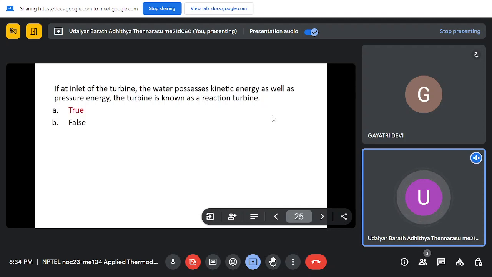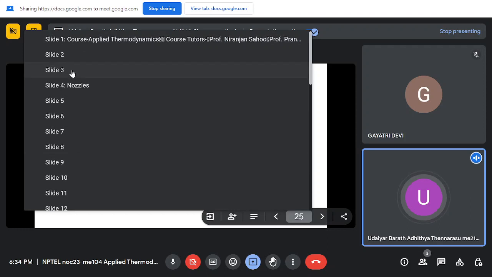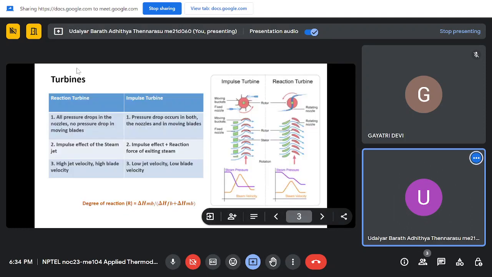The answer is true. I think we'll go back to that slide so it will be easier. See, the pressure and velocity diagrams for the impulse turbine and reaction turbine are shown at the bottom. So if you see, you have lost all pressure energy and it has reached its lowest pressure in an impulse turbine, but you have high velocity.